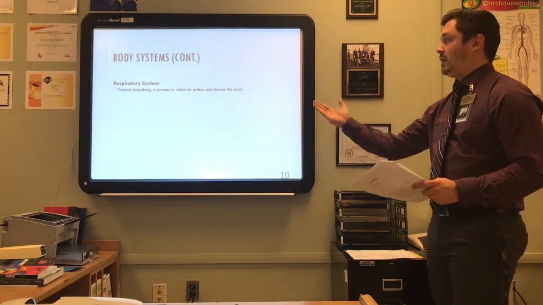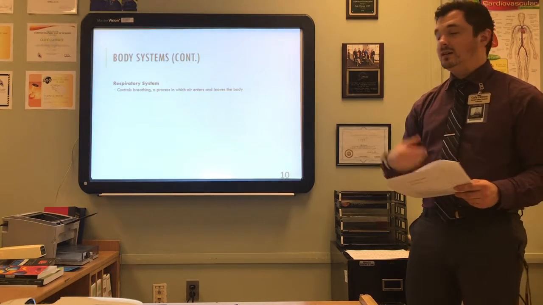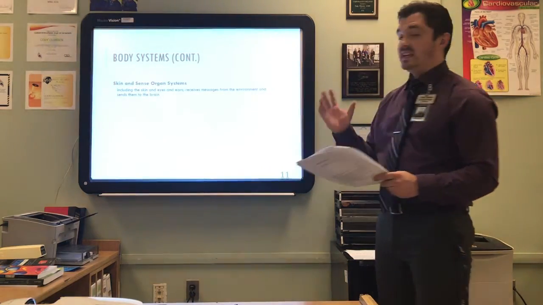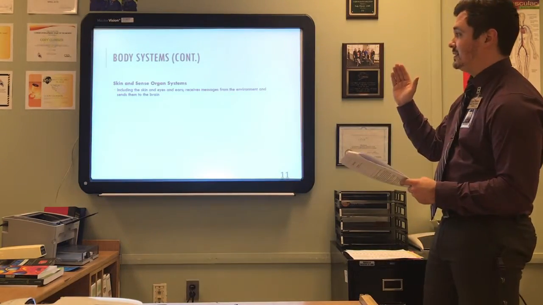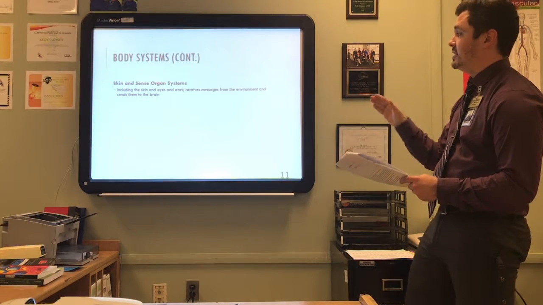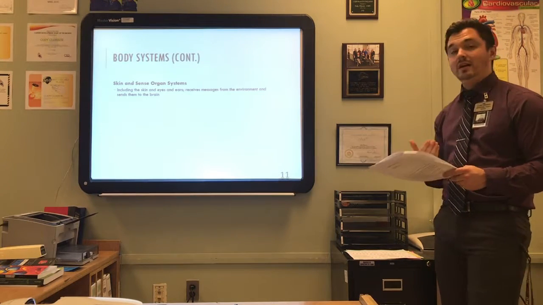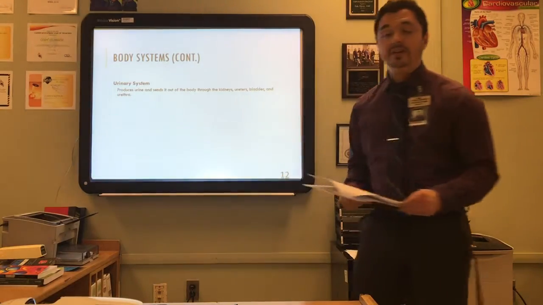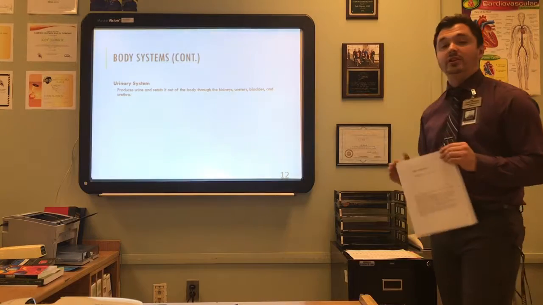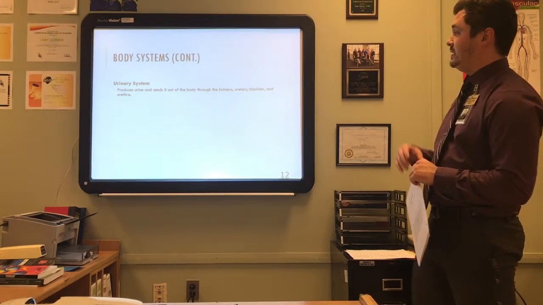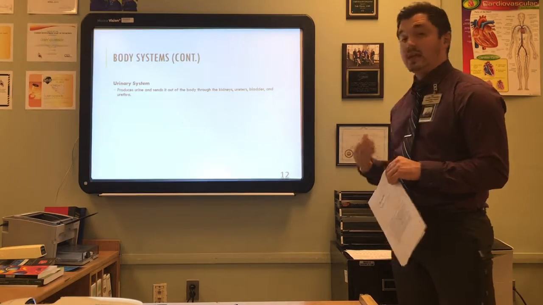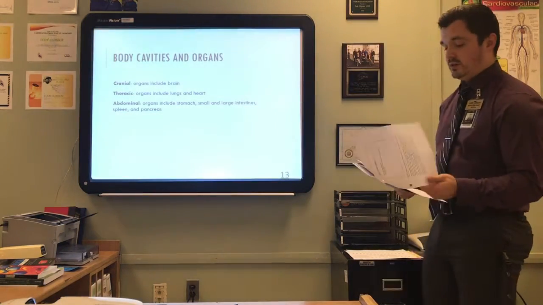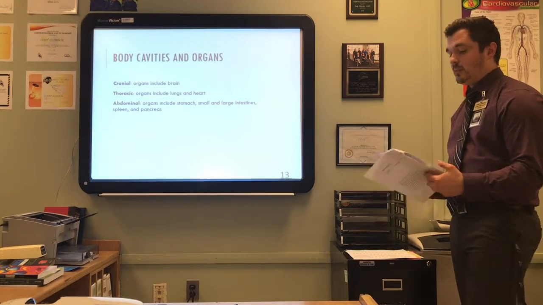It's a process in which air enters the body, is exchanged in the lungs, and then leaves the body as well. Skin and sense organs, okay? Including the skin and eyes and ears. Basically, it receives messages from the environment and sends them into the brain. The urinary system produces urine and sends it out of the body through the kidneys, ureters, bladder, and urethra. So those are the main systems throughout the body.